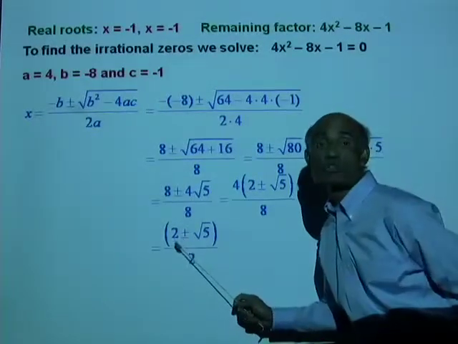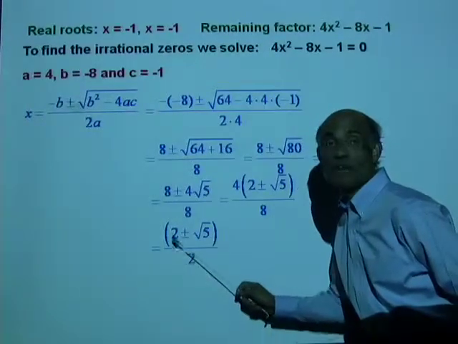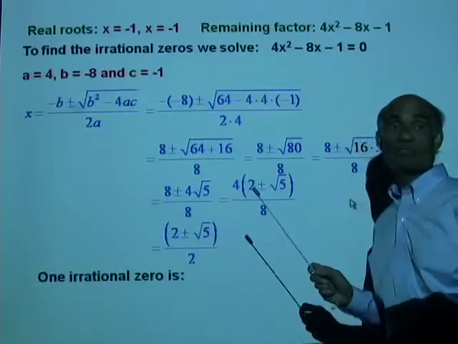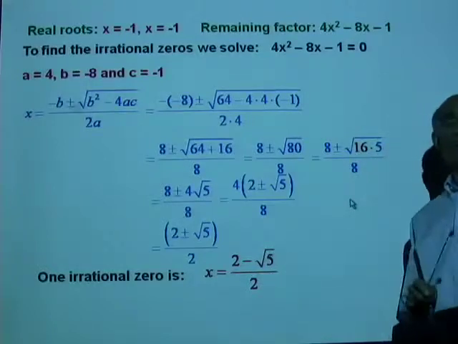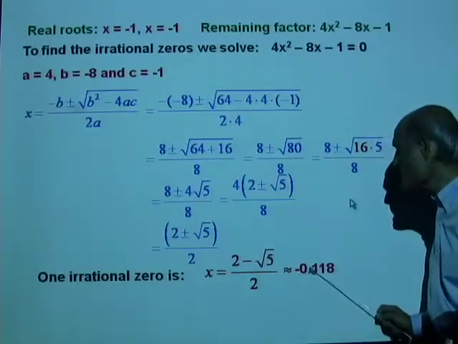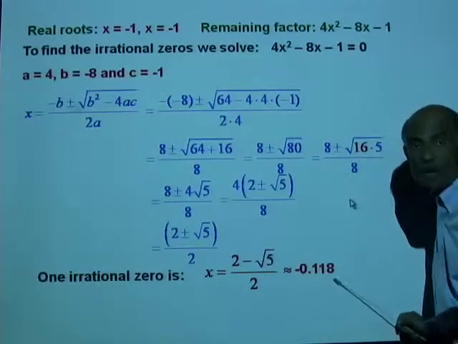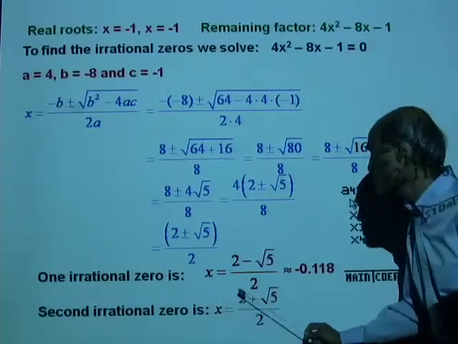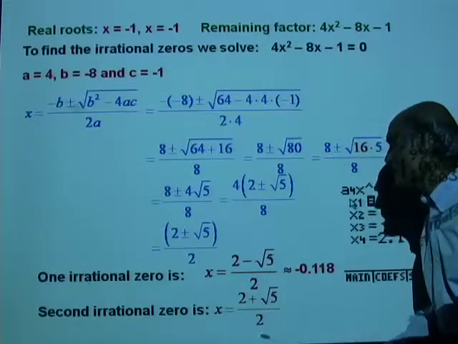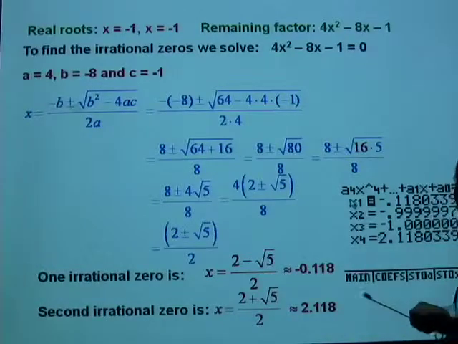Now this gives you 2 rational zeros. That is 2 plus square root 5 over 2 and 2 minus square root 5 over 2. So one rational zero is 2 minus square root 5 over 2, and that is approximately negative 0.118. This is the exact rational zero. This is the approximate value. The second is x equal to 2 plus square root 5 over 2, and the approximate value of that is 2.118.